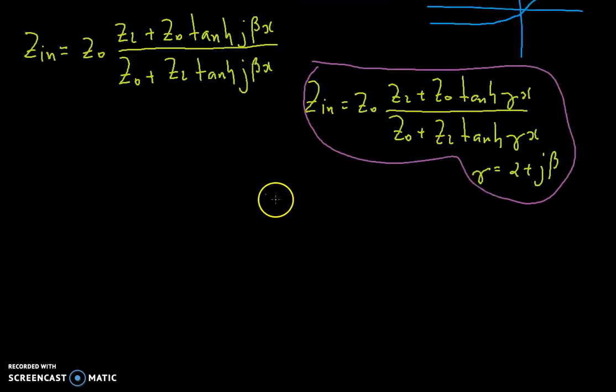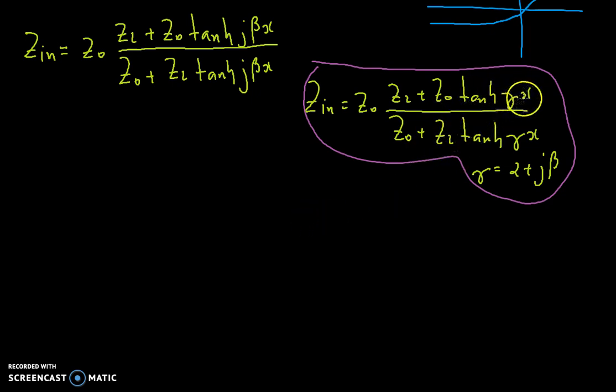And so this is the final formula. So if you know alpha, you know beta, you know the characteristic impedance z naught and the load impedance zl, and you want to calculate the input impedance at any point x, you just substitute all the values here and you get the input impedance.